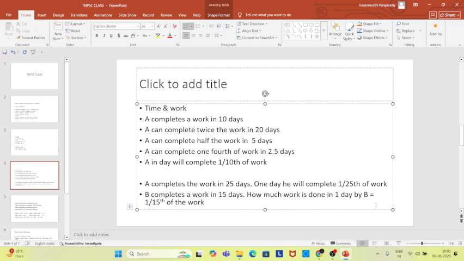So this fundamental you have to be very clear. Let's go to the question now. If without understanding this fundamental, you try to do your problem in time and work, you may go wrong. Okay? Let's look at it.